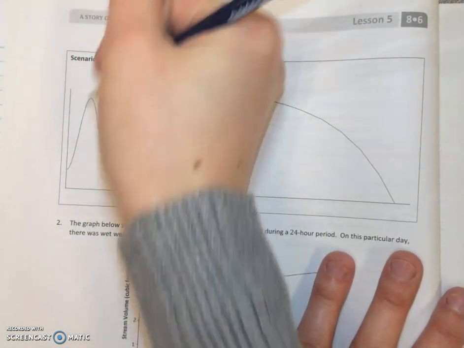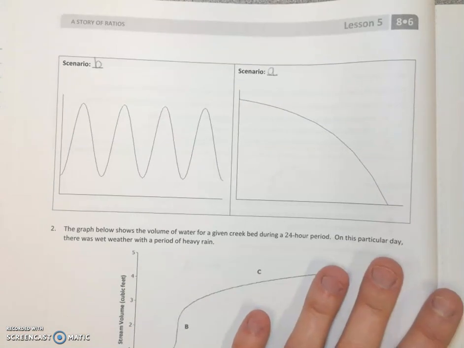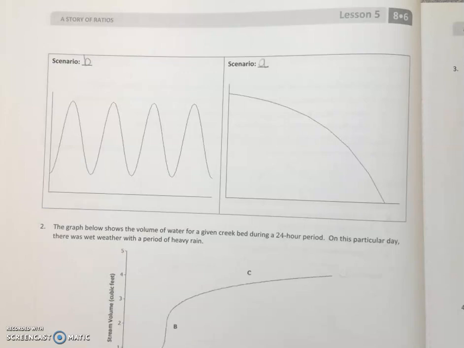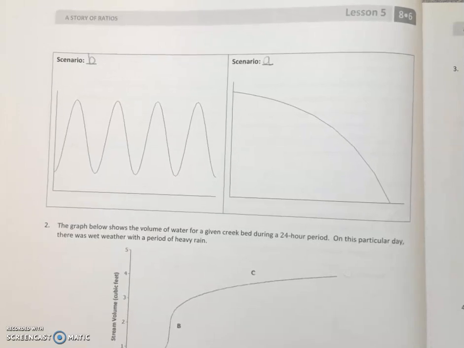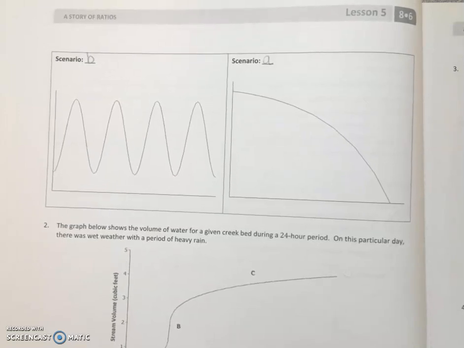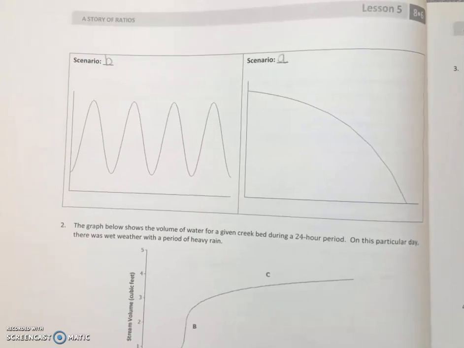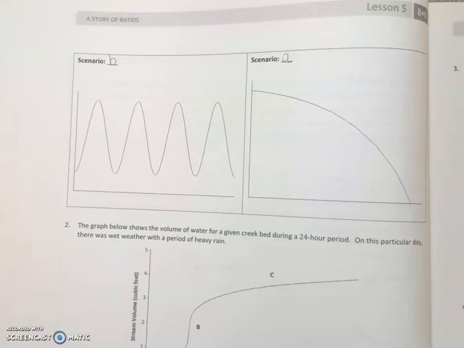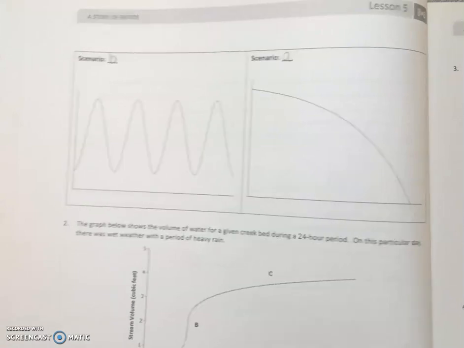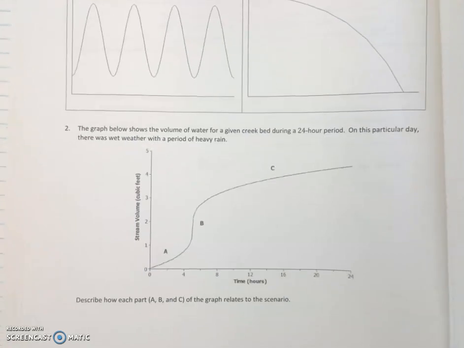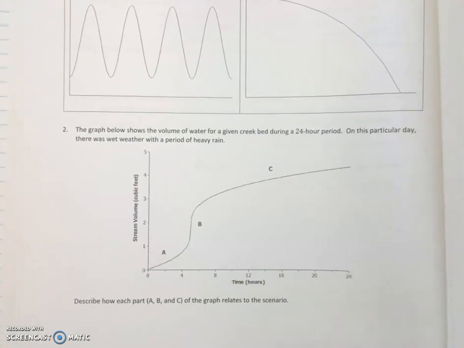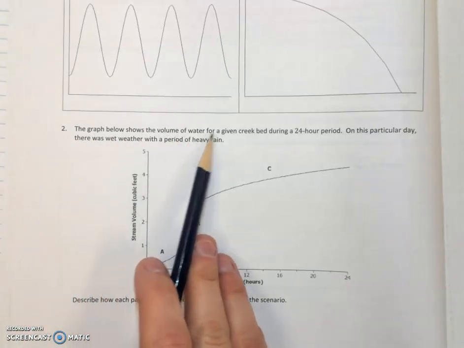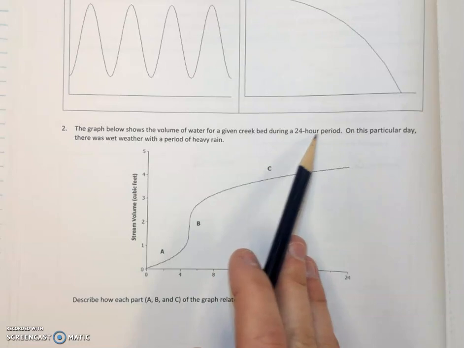Makes sense. You should have 4 complete sentences or more than 1 sentence for each of those scenarios because it told us to explain, and we've talked about this. I need you guys to understand that when it says explain, it's looking for an explanation. It wants to know what your answer is and why you think that's the answer. Okay, so pause the video if you need to, but I'm going to go on to number 2 because I only have 15 minutes in these videos. So again, pause it if you need to, but I'm going to move on. The graph below shows the volume of water for a given creek bed during a 24-hour period.